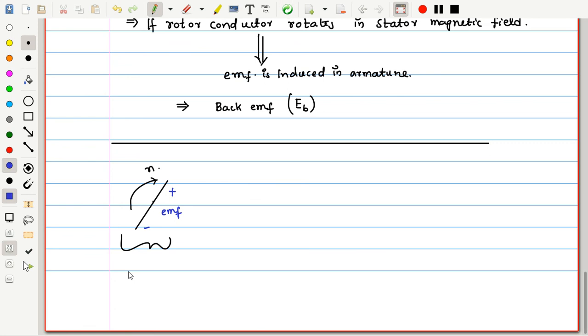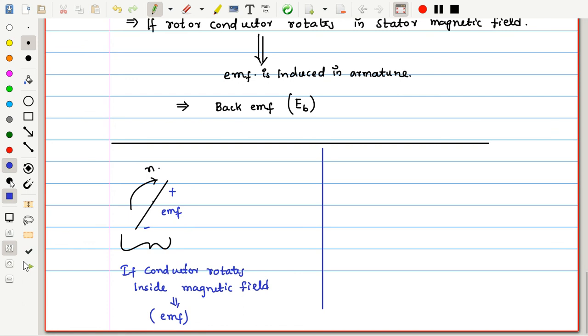So this is the statement. If a conductor rotates inside the magnetic field, these words are very important, according to Faraday's law, this produces EMF. That is one thing. In the other case, one more thing is taking place. What is that?